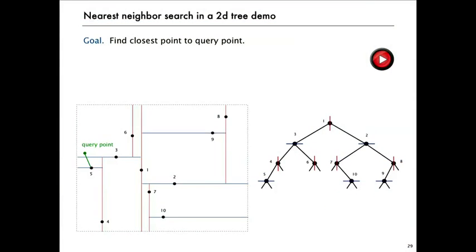So now, instead of a rectangle, we have a query point, and our goal is to find the closest point to that point. So in this case, our query point is over here in green, and our algorithm's going to want to return 0.5. That's the closest one to the query point. So let's see how that looks in a demo.